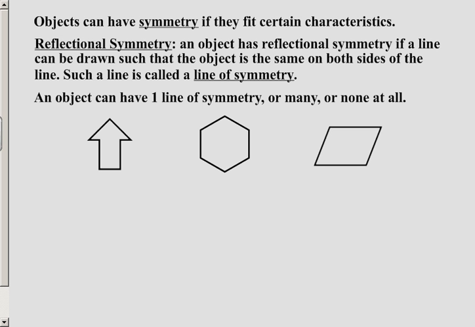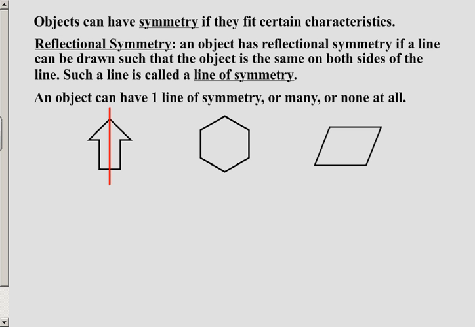Now the one on the left, this little block arrow looking shape, I think most people would identify very easily that it does have a line of symmetry running vertically straight down through it. That is a line of symmetry because it is exactly the same on the left side of the line as it is on the right side of the line. Examining the figure further, I think we'd probably agree very easily that that is the only line of symmetry this shape has to offer.